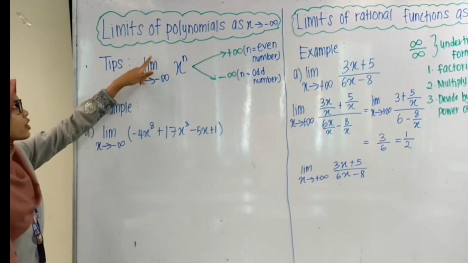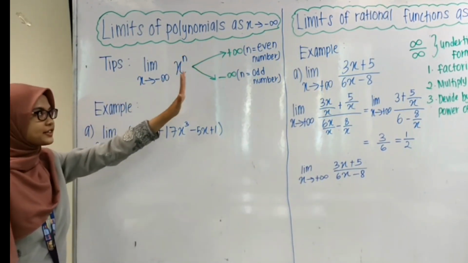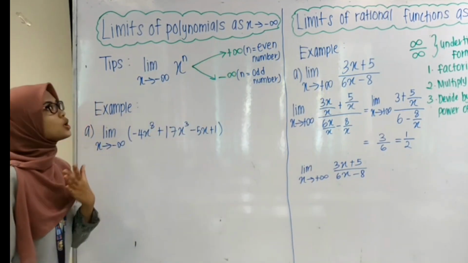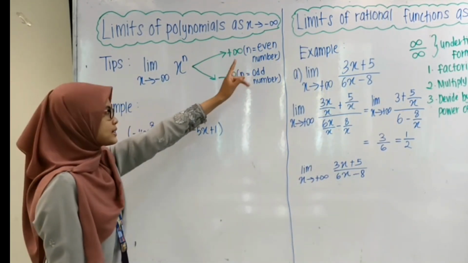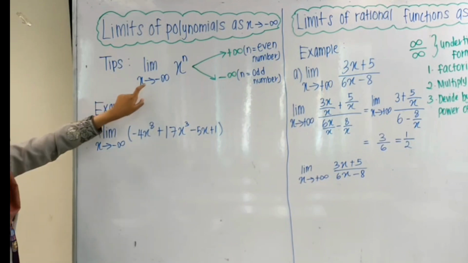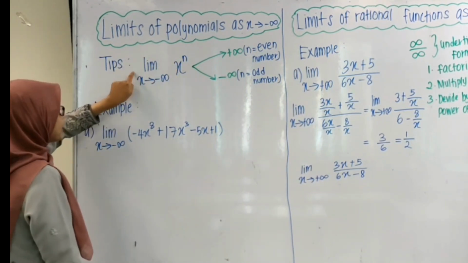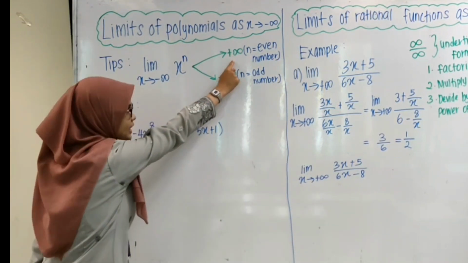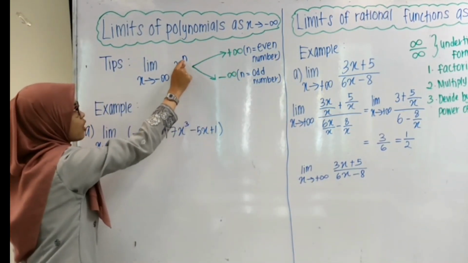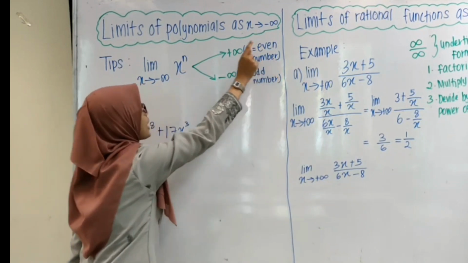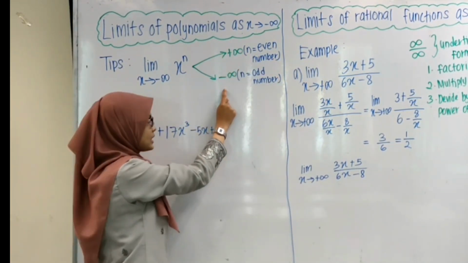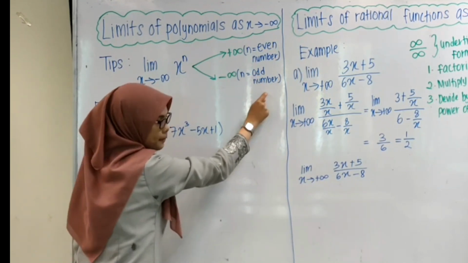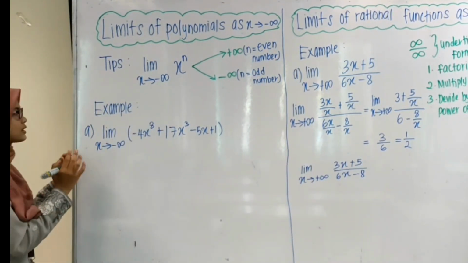Okay, let's continue with limits of polynomials as x approaches negative infinity. My friend just now has explained when x approaches positive infinity. I am here to explain to you when x approaches negative infinity. Here are some things. For the limit of x to the power of n as x approaches negative infinity, the answer will be positive infinity if the power n is an even number, and the answer will be negative infinity if the power is an odd number. Okay, we'll look at the example.